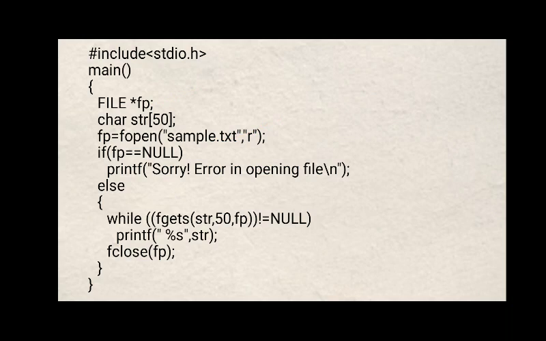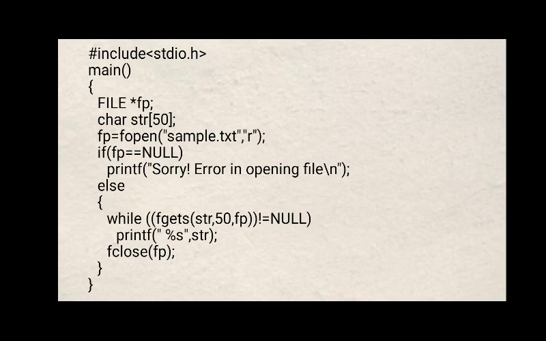So after that, you are using the function fgets(str, 50, fp). That is, the first 50 characters in the file fp will be stored into str, or it will read till you reach \n. So if that is not equal to NULL, meaning there is no error, in that case you are going to display the string.